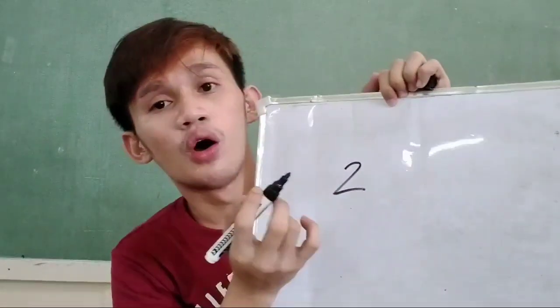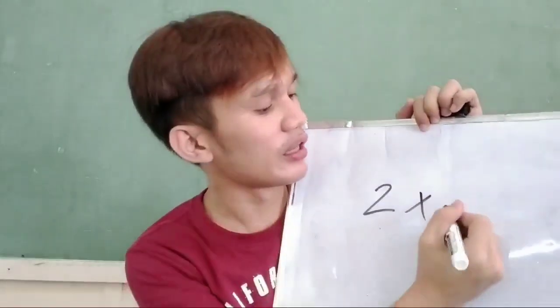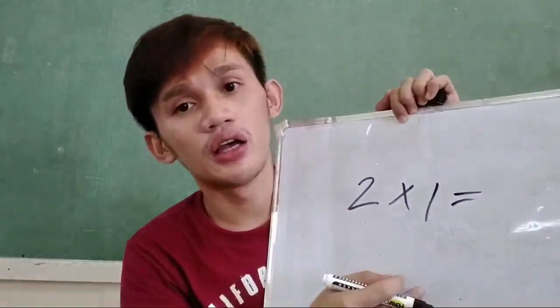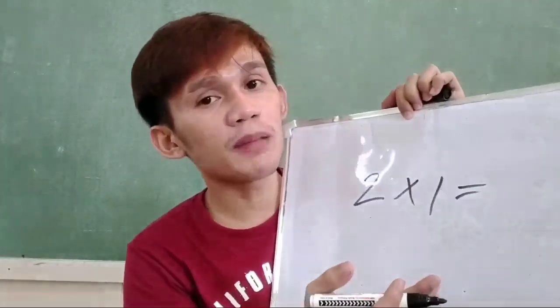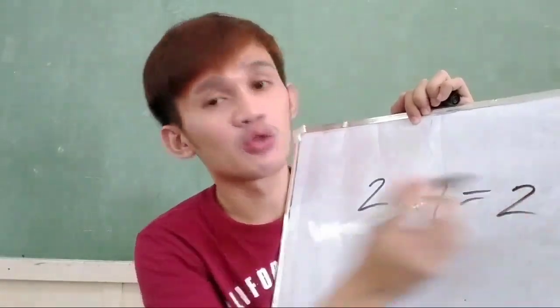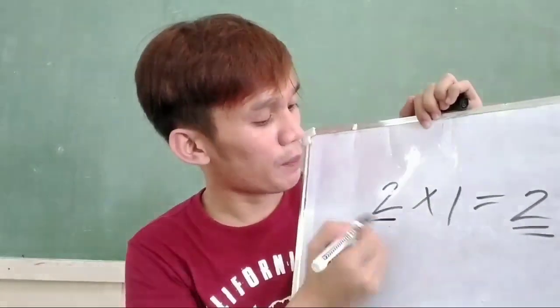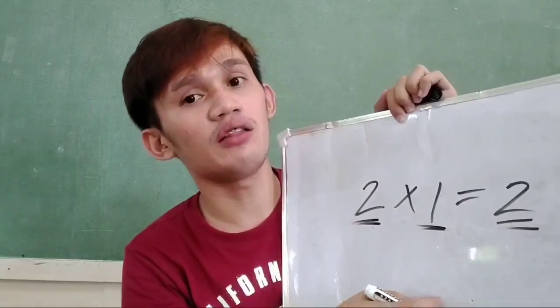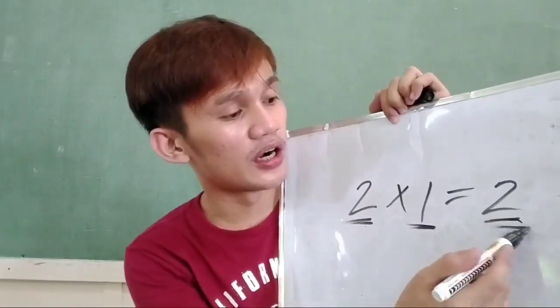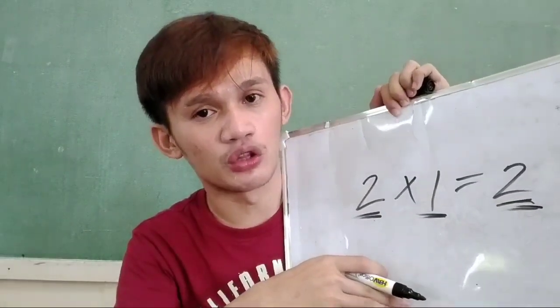So suppose that we have 2, which is a rational number, and then you multiply it to another rational number, which is 1. If you multiply 2 by 1, the product is 2. And 2 is a rational number. So the product of any two rational numbers is also a rational number. So that is the closure property of multiplication. Let us proceed to the next property.